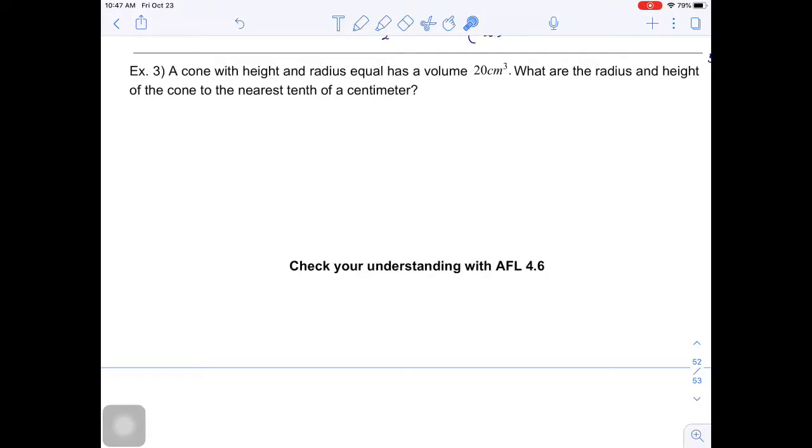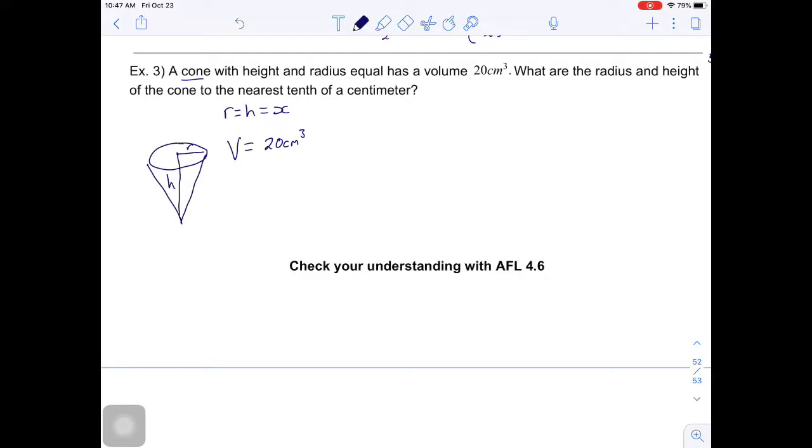So in this case, we should probably draw a diagram. Okay, so we're talking about a cone. So a cone looks something like this. And our cone is saying that our height and our radius are equal. So this thing has a radius, r, and a height, h. r equals h, they're the same thing. So I'm just going to represent that as x. Okay, we have the volume of this. The volume of this cone is 20 centimeters cubed.